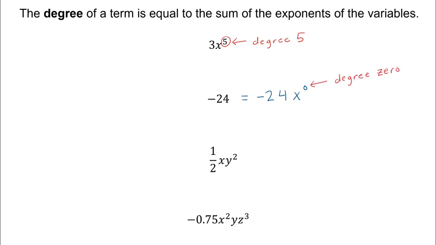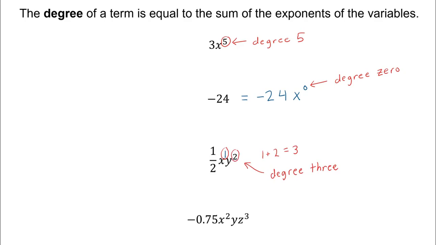Let's take a look at this third term, 1/2 xy squared. This is an algebraic term in two variables because we have an x and a y squared. To get the degree of this term, all we have to do is add the exponents on the variables. The exponent on the variable x is an understood 1, and the exponent on the variable y is 2. 1 plus 2 is 3. So this term has a degree of 3, or this is a third degree algebraic term.